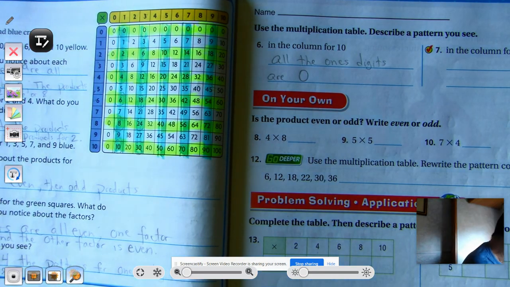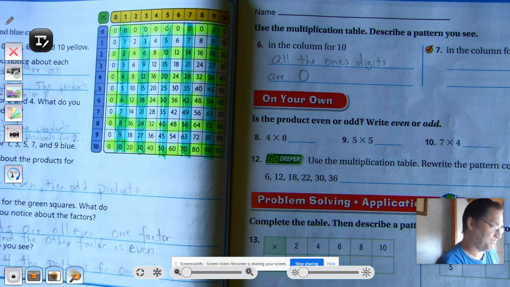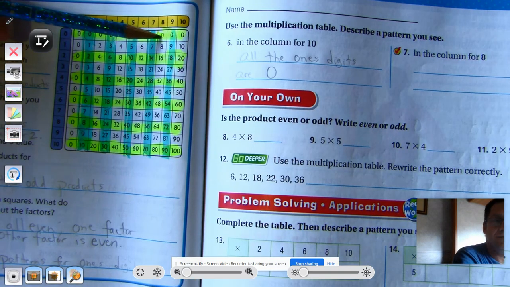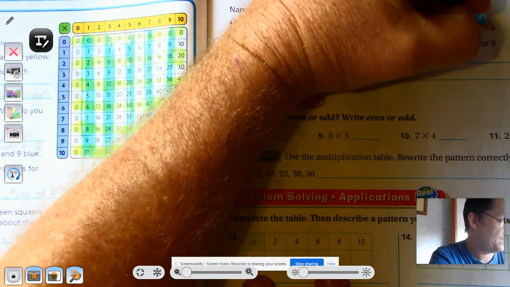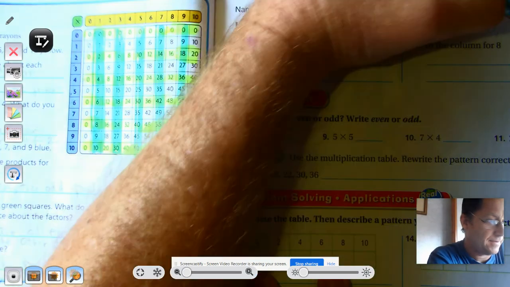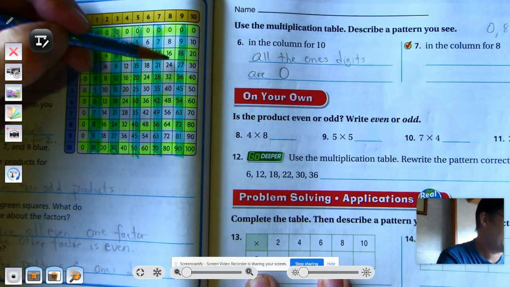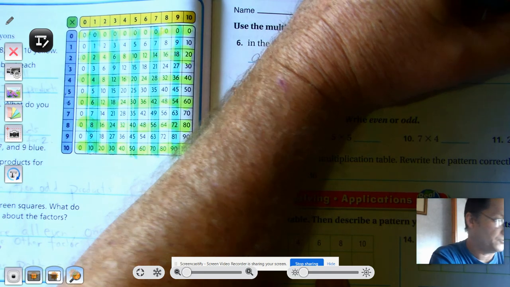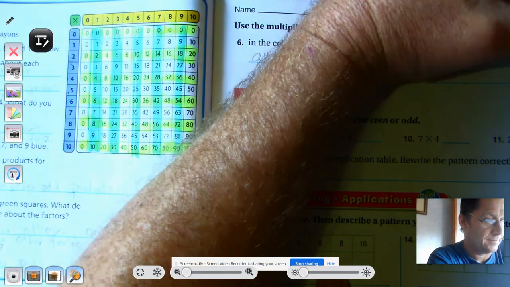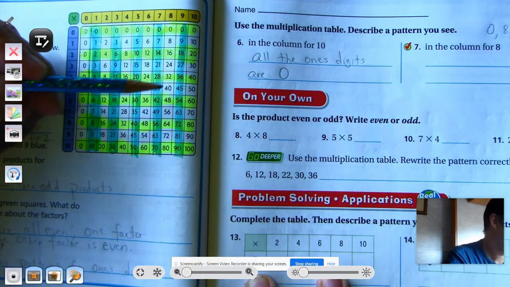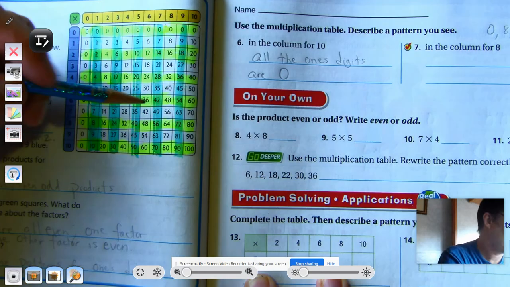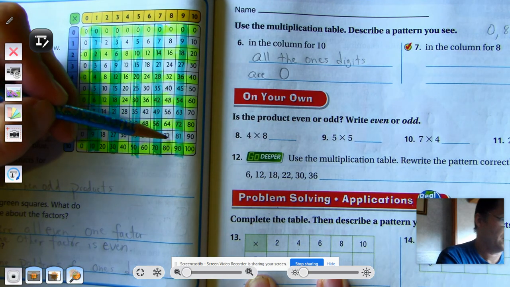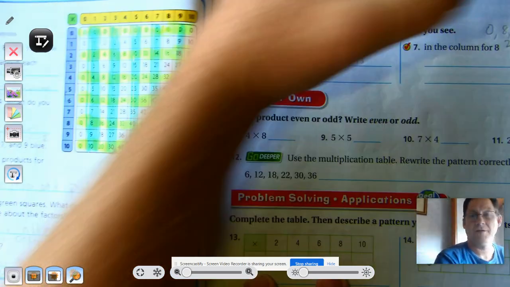Okay, how about in the column for 8? 0, 8, 16. Let's see. 0, 8, 6, 4, 2. Then it goes 0, 8, 6, 4, 2, 0.